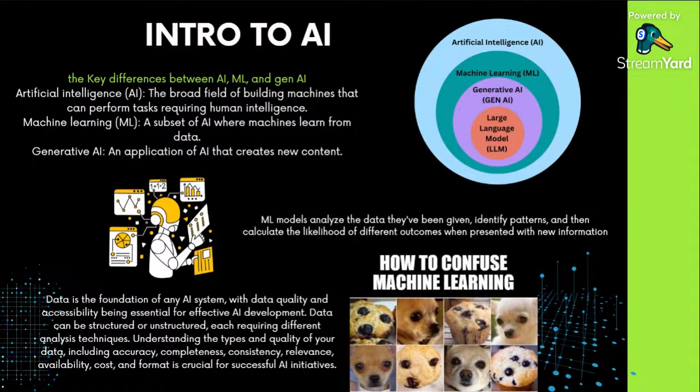Understanding the types and quality of data, including accuracy, completeness, consistency, relevance, availability, cost, and format, is crucial for a successful AI initiative. Exactly. So we have to understand how good a data set we need for one particular project or one particular AI, so that the model works at 100% of its capability. You need a good data set for that. Let's move on.